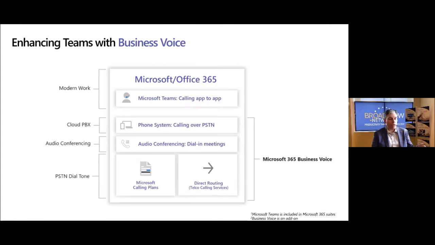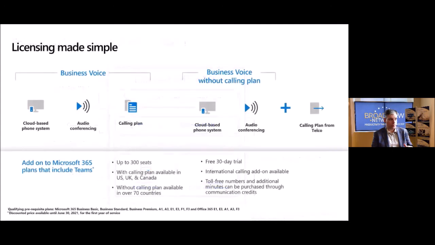Now, which Microsoft 365 Business Voice license you choose depends on how you want to get that telephone number, that telephone line connectivity into your Teams phone system. So in the full-featured business voice at $22.50, we have the cloud-based phone system, the audio conferencing, and the calling plan from Microsoft. So Microsoft is providing your telephone numbers.